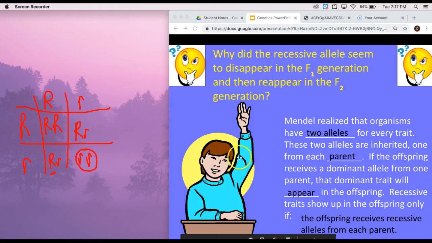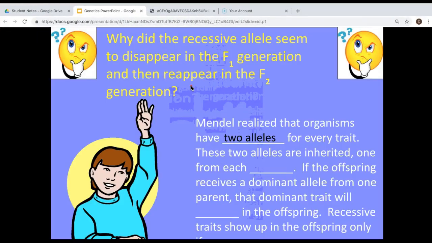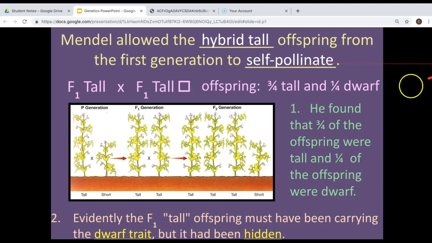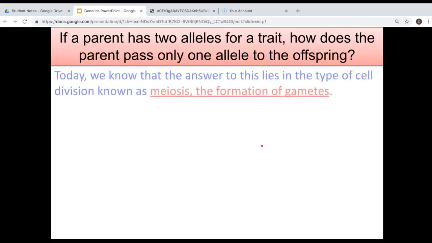So if we look back at our paper here, let me figure out how to do this here. There we go. So if we look back here, this plant had 2 recessive alleles. All right, let's move on here.